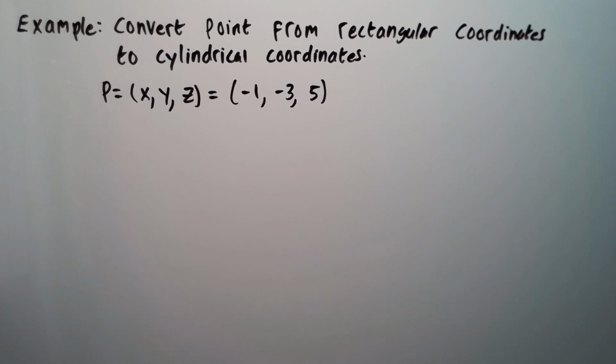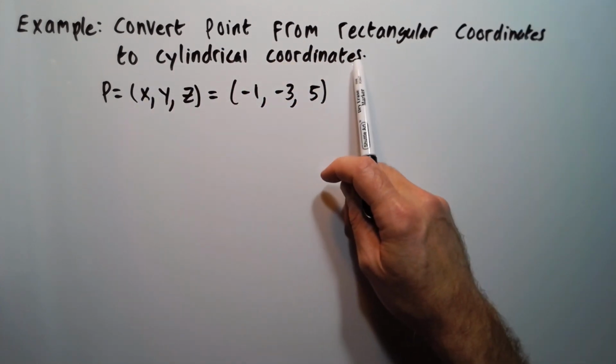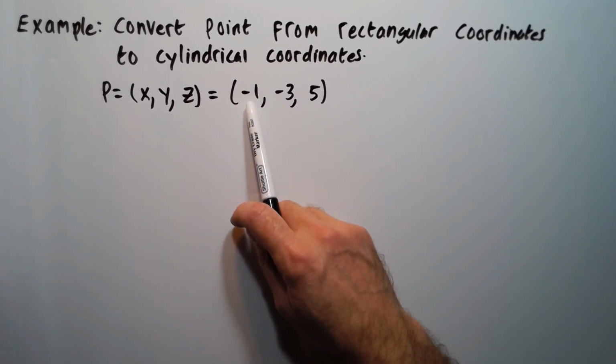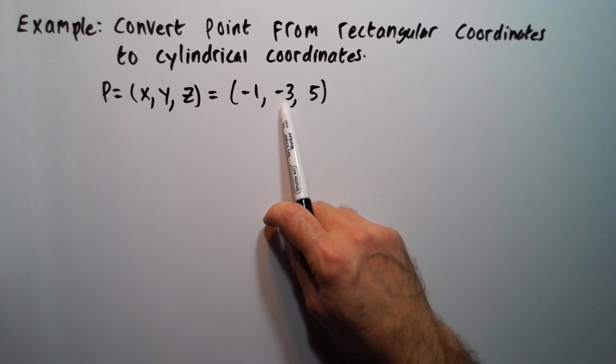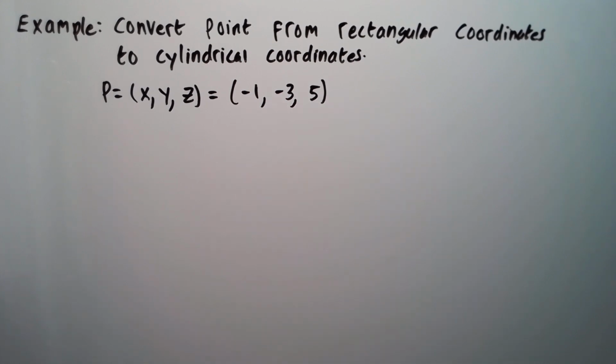Okay, so next example, convert a point from rectangular coordinates to cylindrical coordinates. We're given a point in rectangular form, x, y, z. The x is -1, the y is -3, and the z is 5. Let's first find the r value. Recall r squared is equal to x squared plus y squared.